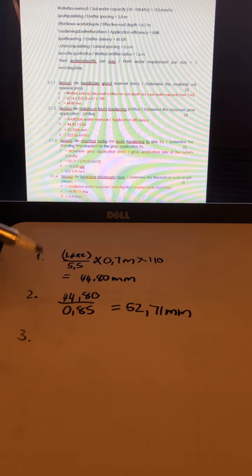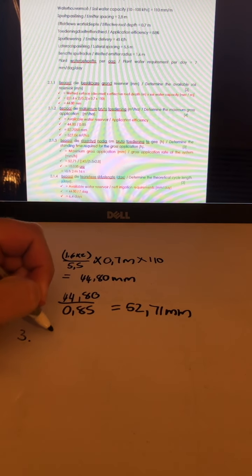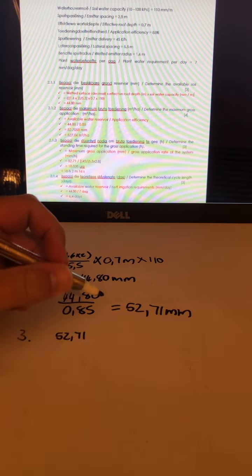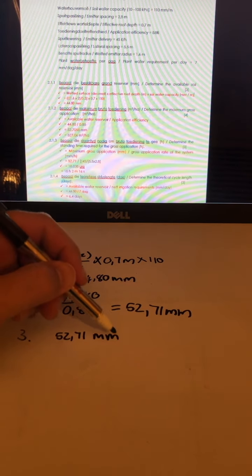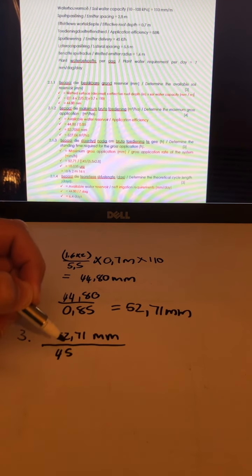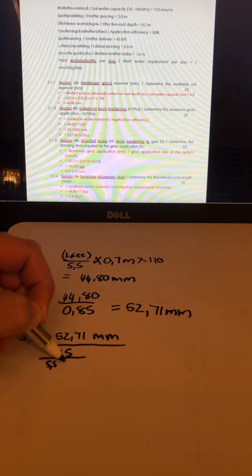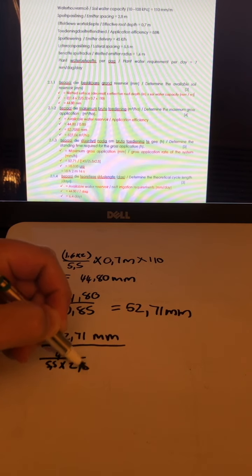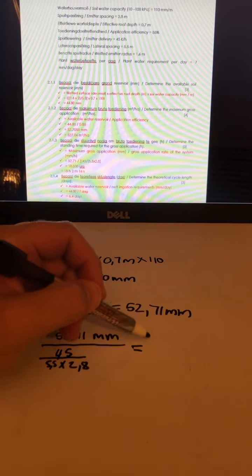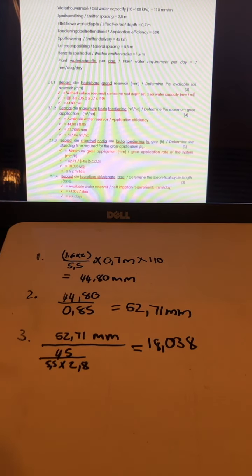To calculate how long you require, it's the amount that you have to apply, which is this 52.71 millimeters, divided by the rate at which you can apply your water, 45 liters per hour, divided by the area, which is 5.5 multiplied by 2.8, and that will give you 18.038, which when you convert it over to hours is 18 hours and 2 minutes and 16 seconds.